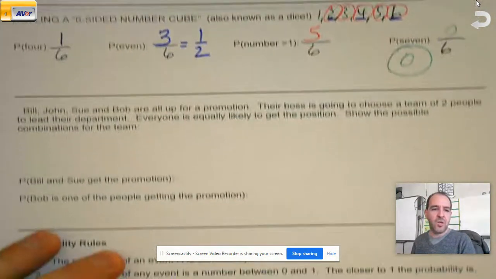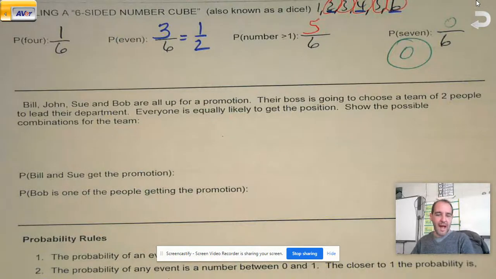Okay? So we got Bill, John, Sue, and Bob are all up for a promotion. Their boss is going to choose a team of 2 people to lead the department. Everyone is equally likely to get the position. Show the possible combinations for the team. We're going to draw a little bit of a chart here.